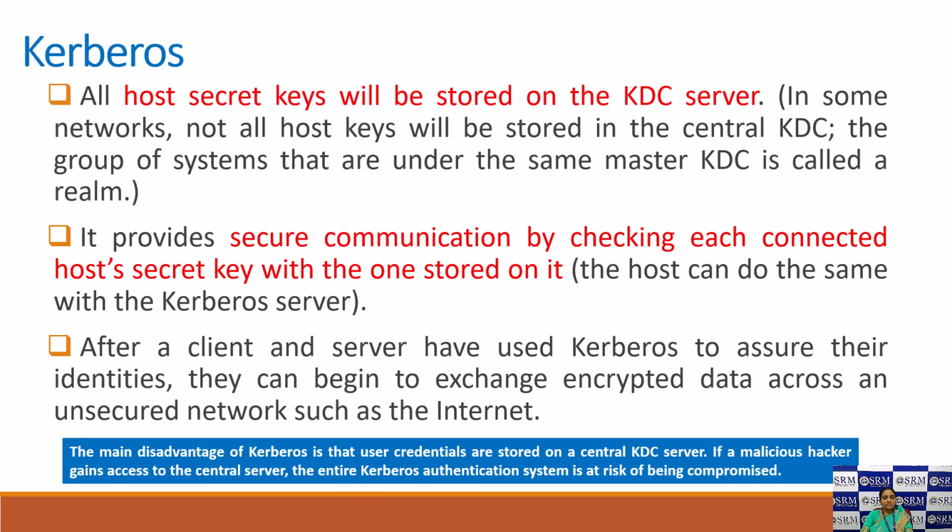After a client and server have used Kerberos to assure their identities, they can begin to exchange encrypted data. So before exchanging the data via the KDC, the client and the server will first check the identities, and only then will encrypted data cross the unsecured network such as the internet. But the main disadvantage of Kerberos is that user credentials are stored on a central KDC server. So if a malicious hacker gains access to the central server, then the entire Kerberos authentication system is at risk of being compromised.